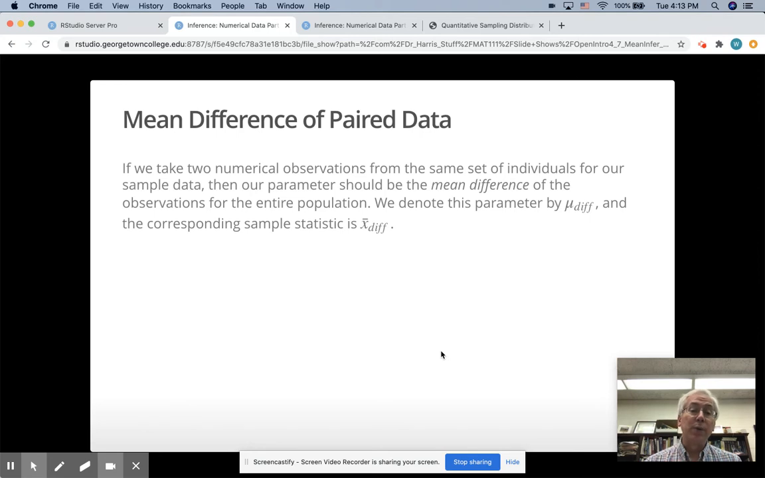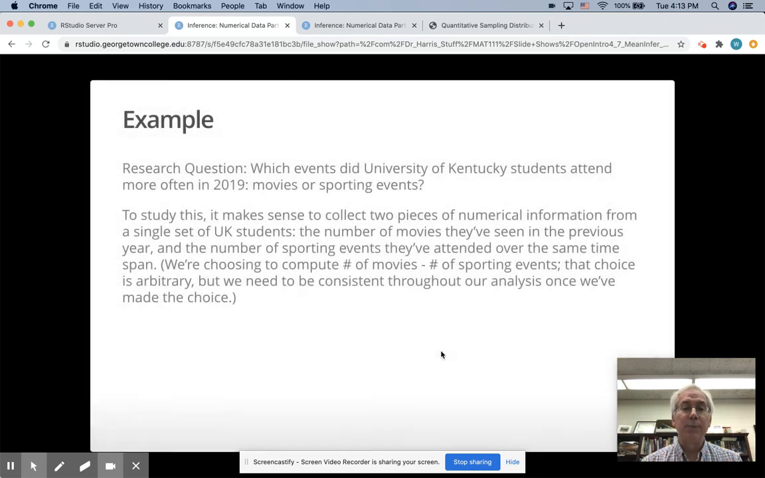And so what we can do is we can calculate the difference between our observations. That's going to be our sample statistic, x bar sub diff. And the population parameter would be the mean difference across all individuals in the population. So again, two sets of observations from the same sample. We can compute a sample mean difference, and we'll use that to estimate the population mean difference. Here's an example.